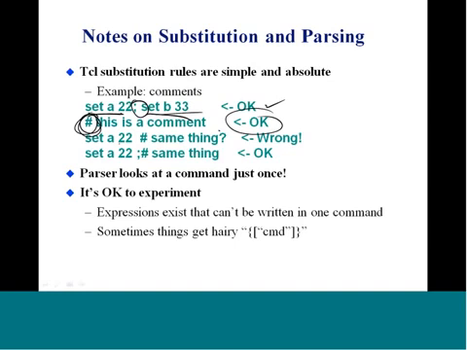Now when we say set A 22 hash, same thing, this is a wrong usage because there is no break, and basically now you can say that actually A is having 2 or more words, and all these are arguments, but the set A can take only 2 arguments basically. So this is really not a valid syntax and it comes with an error. To correct this one, we need to include a semicolon in between, where we are now breaking this into 2 commands, and then the second command happens to be just a comment line.